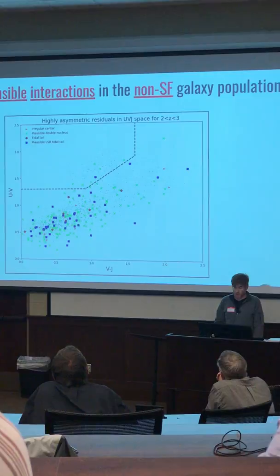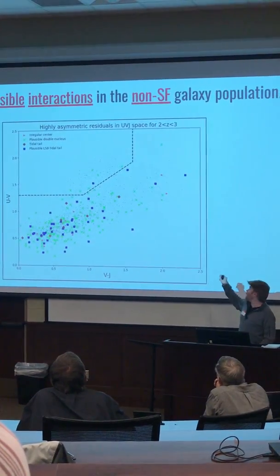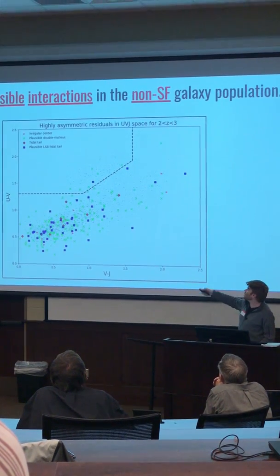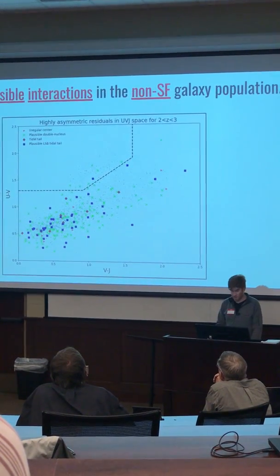And this is the same thing, but just for Z from 2 to 3. So you can see there are far fewer tidal features and things like that, and they seem to be bunched in the star forming area.